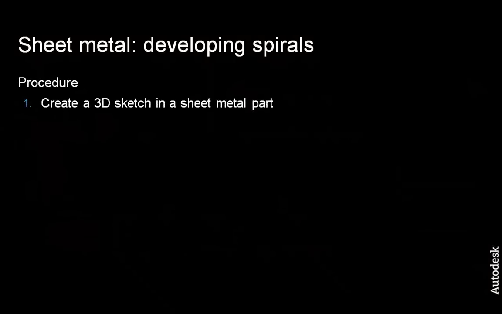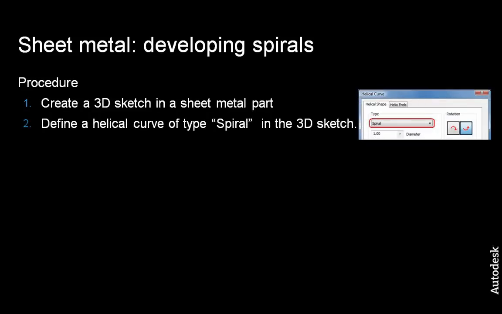The first step is to get the spiral function where we have it. So we start with a 3D sketch in a sheet metal part, or you convert a regular part to a sheet metal part and then invoke the 3D sketch function. We concentrate on the spiral drop-down in the helical curve command. It's the last choice in the drop-down.